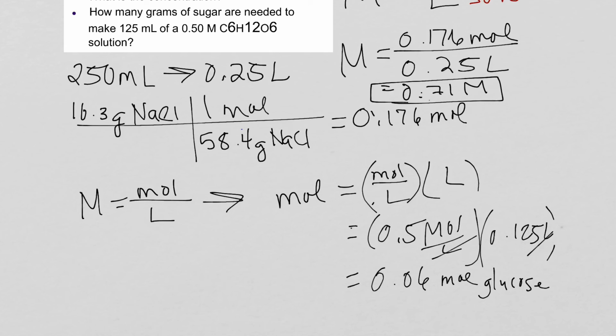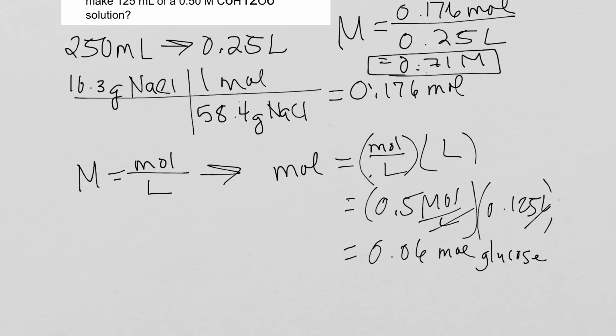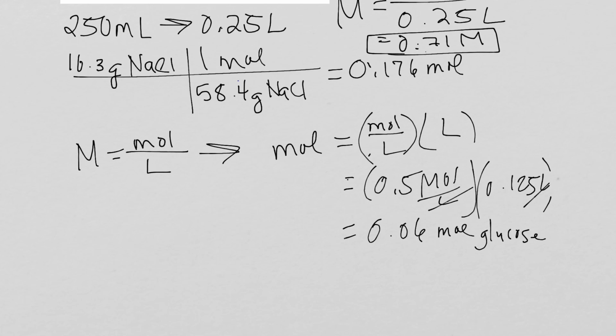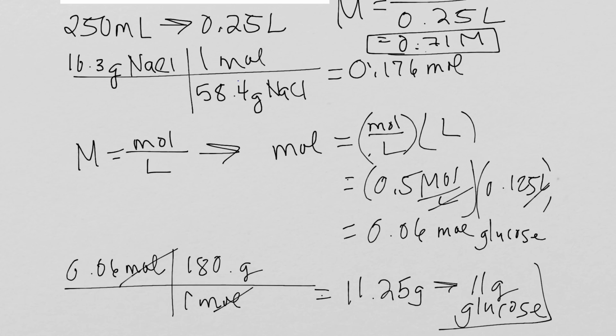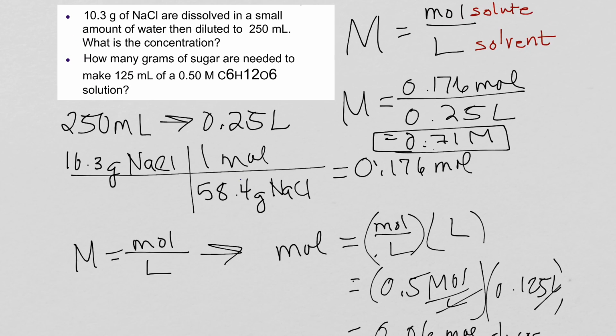So we want to take that and we want to convert it into grams. That's the last step. The molar mass of C6H12O6 is 180. Moles cancel, we're in grams, and the answer is 11.25 grams, which with sig figs just turns into 11 grams of glucose. And that is the answer, 11 grams of glucose. Glucose, sugar. Okay, that's it.